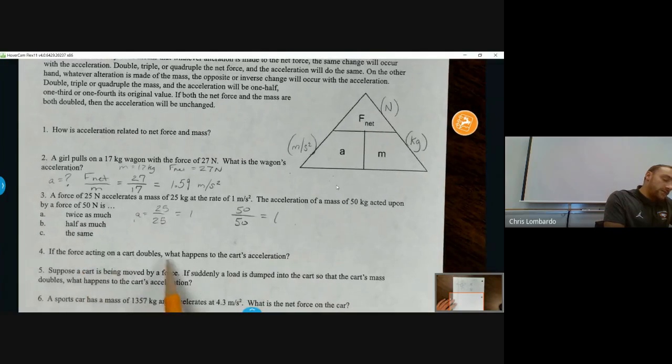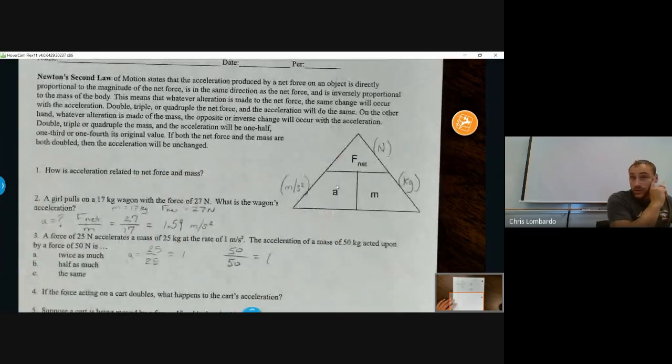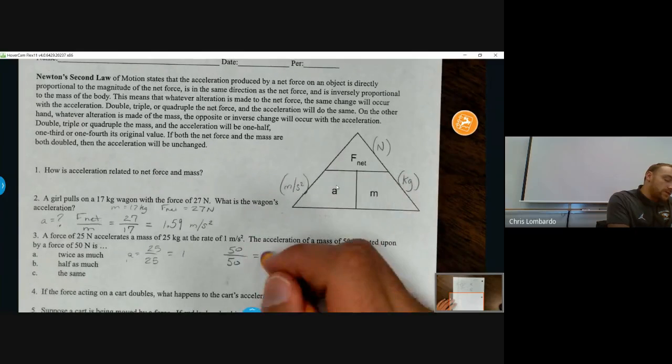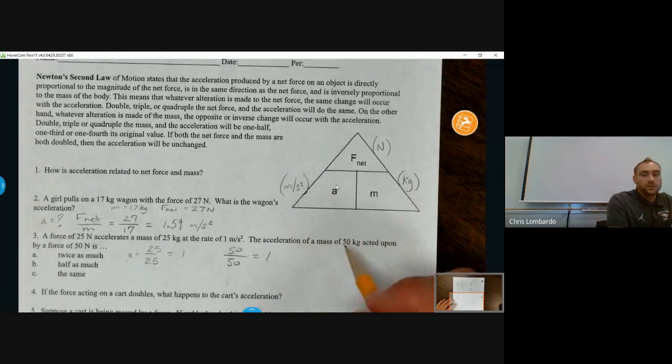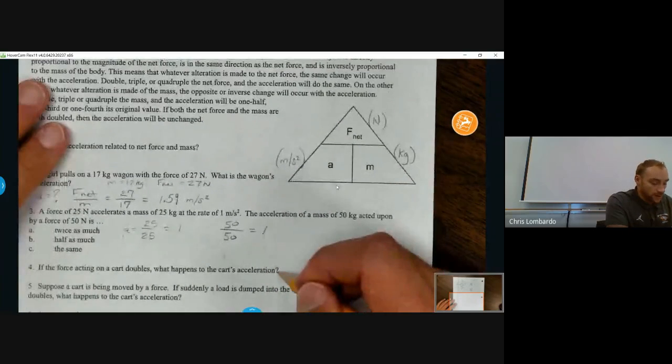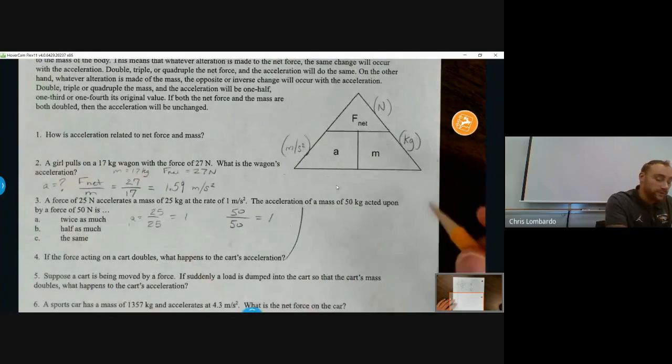But what if the force acting on a cart doubles? Then what happens to the acceleration? Well, if you read up top, the acceleration of an object is directly proportional to the force. So what happens to the force is going to happen to the acceleration. But if it required you to give a specific number, what you can do is refer to this. So this stuff here is going to go to number 4.